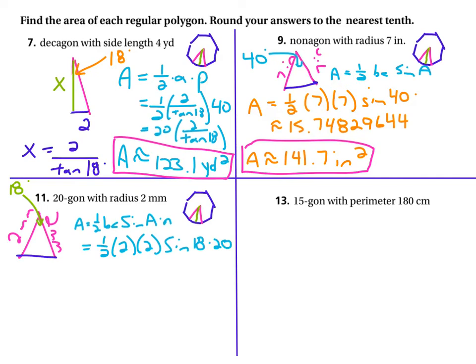So we've got 1/2 times 2 times 2 times sine of 18, close those parentheses, times 20. And we get, for number 11, 12.36, or approximately 12.4 millimeters squared for number 11. Okay?